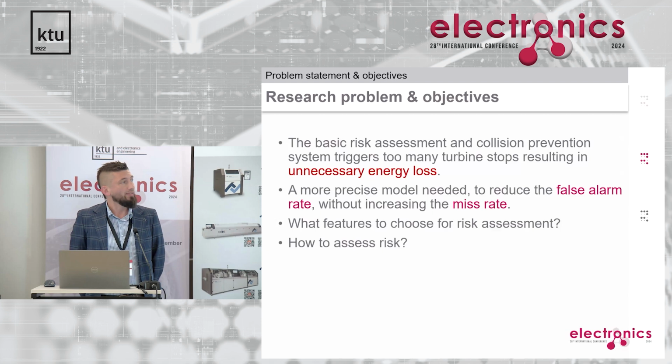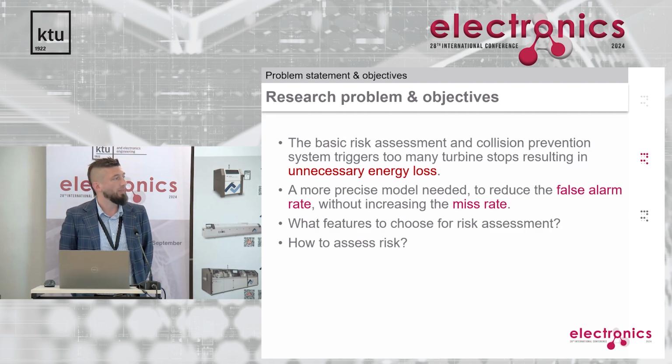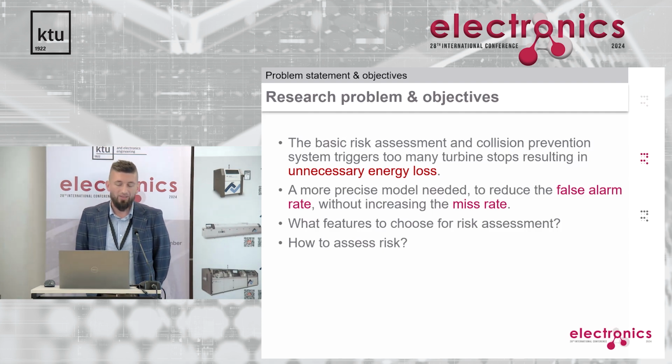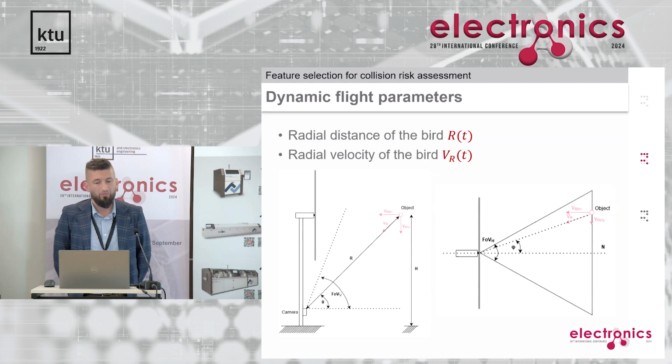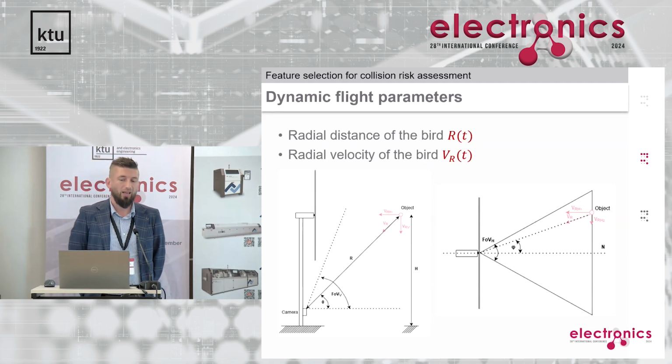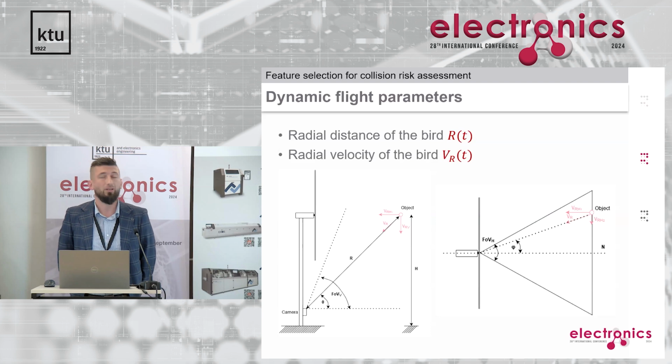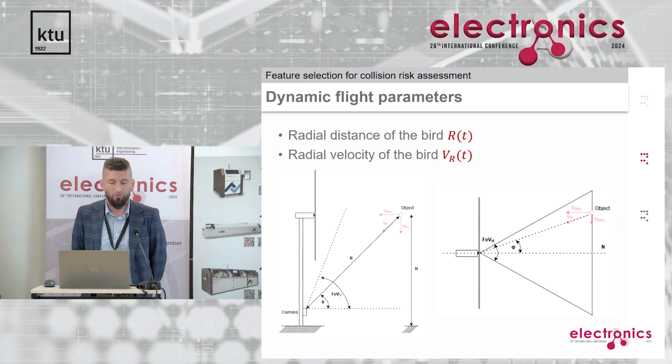So the research problem arises at this point. We want to decrease the unnecessary energy loss due to the false alarms, but we don't want to have any bird fatalities on our farms. How do we model the risk of collision? How do we assess the risk? And what parameters do we have to choose for the risk assessment problem? So we chose two basic dynamic flight parameters. One, of course, is radius, so the distance from the turbine, from the system.